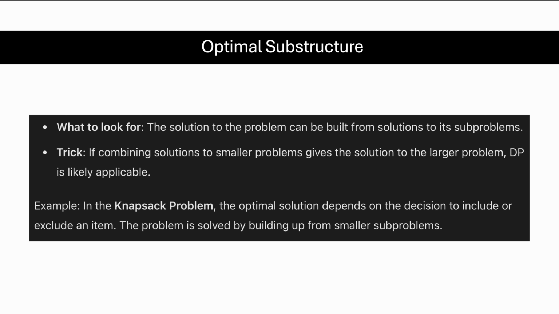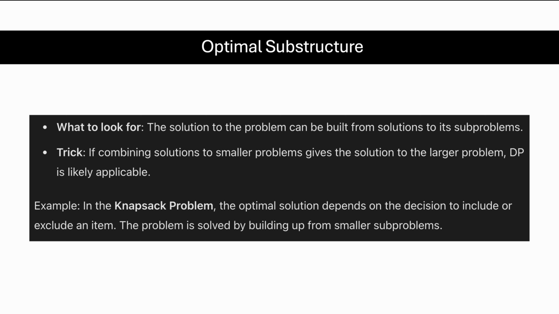Optimal substructure is a key factor wherein the solution to the problem can be built from solutions to its subproblems. What does it mean? It means if you combine solutions to smaller problems, giving the solution to the larger problem, that is where you say optimal substructure is achieved. For example, knapsack, right? We all know what is knapsack.